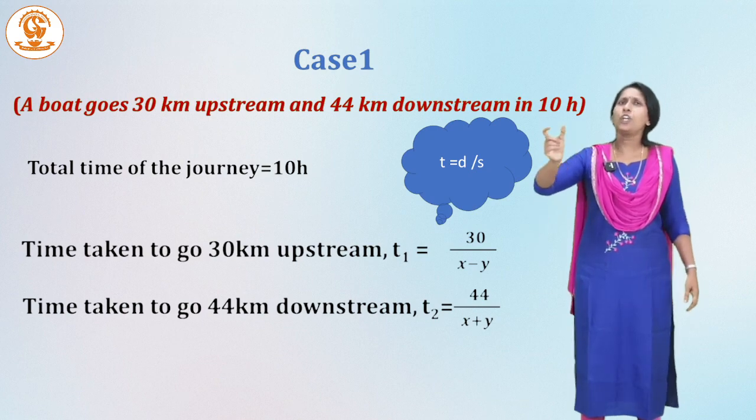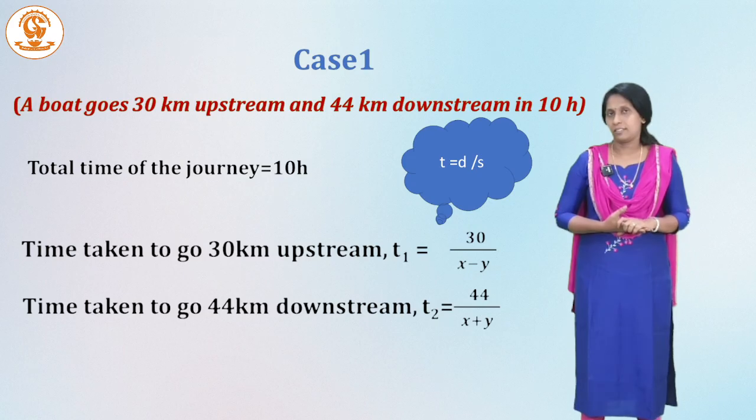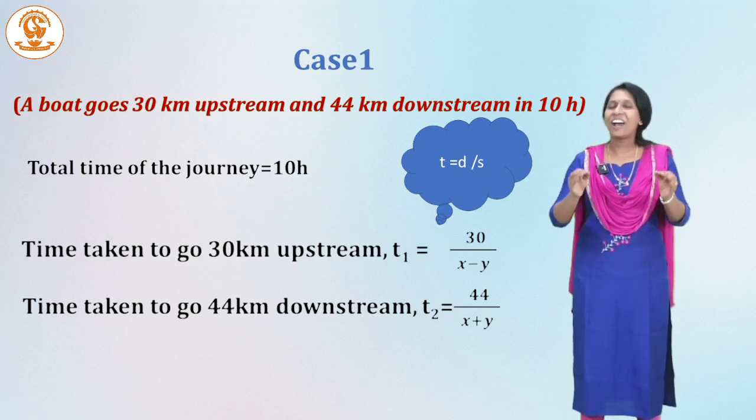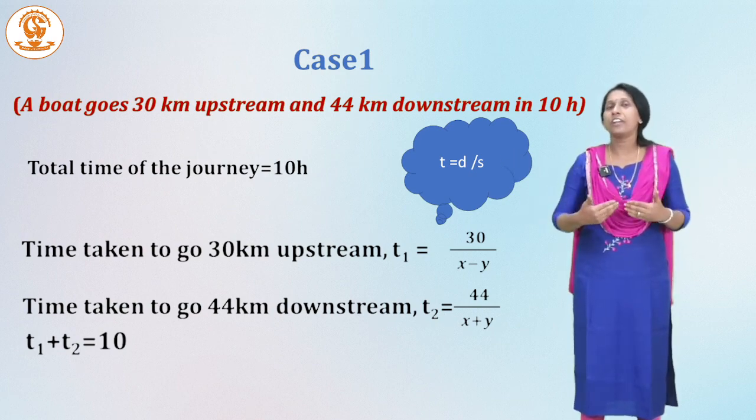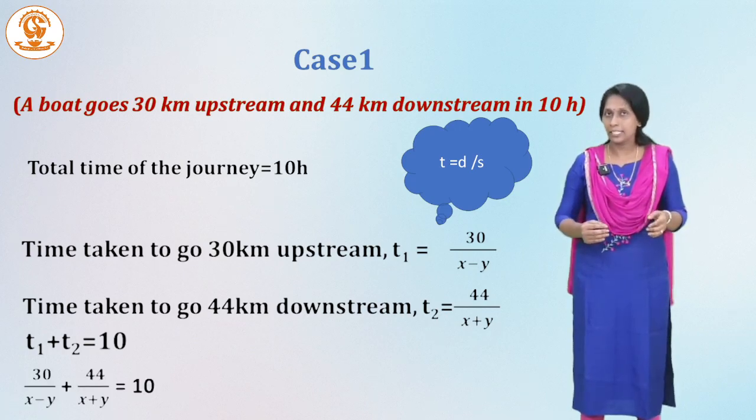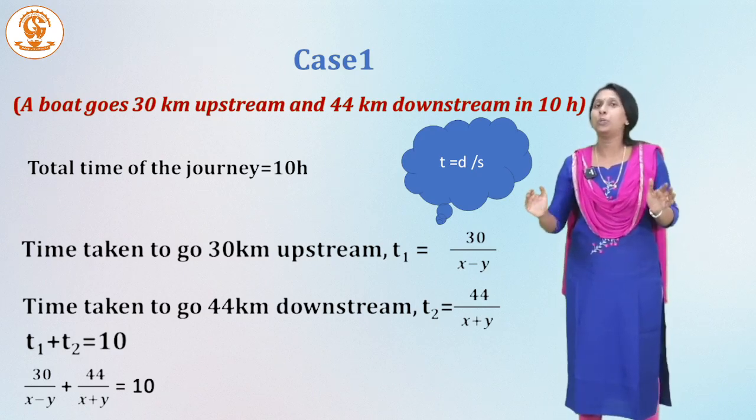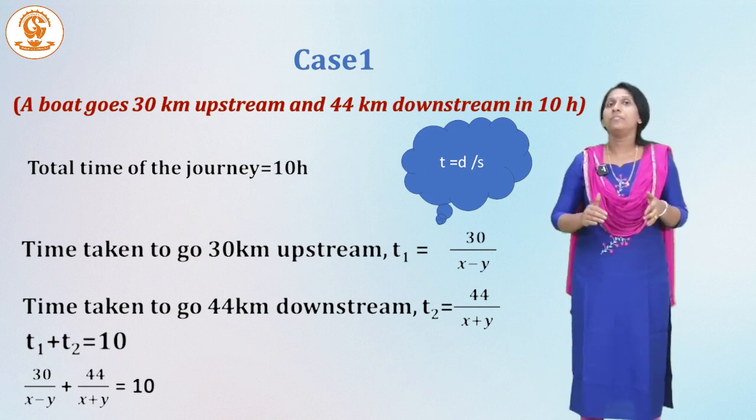Now what is given? Total time of the journey is given as 10 hours, isn't it? So what does that mean? Total time of the journey means T1 plus T2. Very good. T1 plus T2 is equal to 10, that is given. So we can easily frame the first equation as 30 divided by x minus y plus 44 divided by x plus y is equal to 10. So this is case 1 and we frame one equation from this case 1.